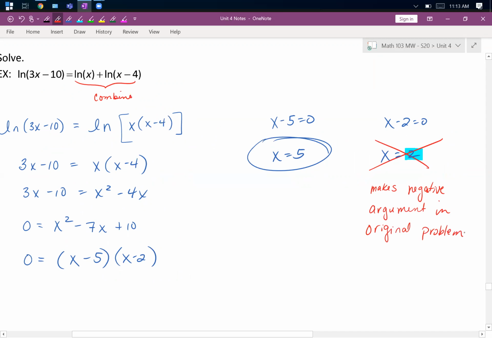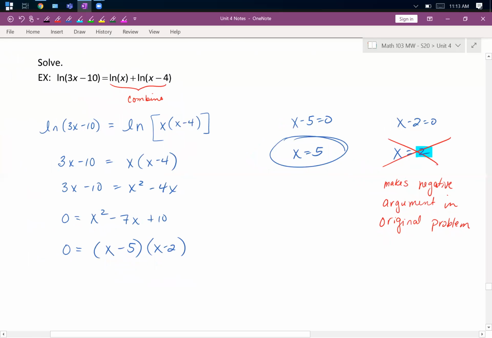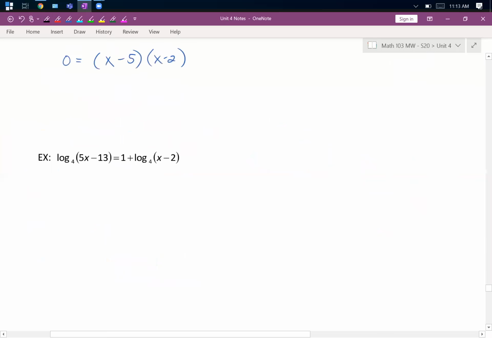We end up with one solution, x equals 5. Questions, anybody? All right, let's solve another.